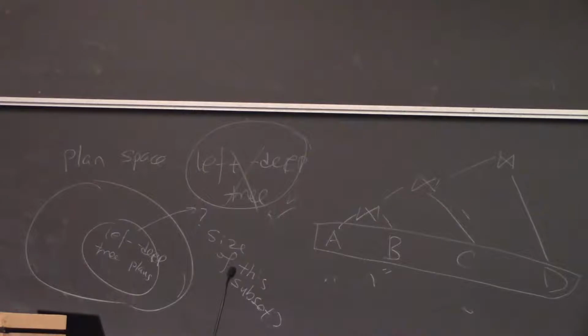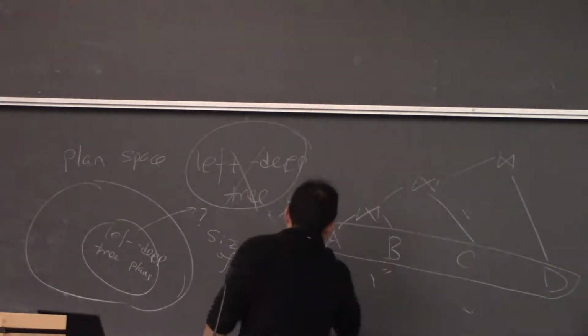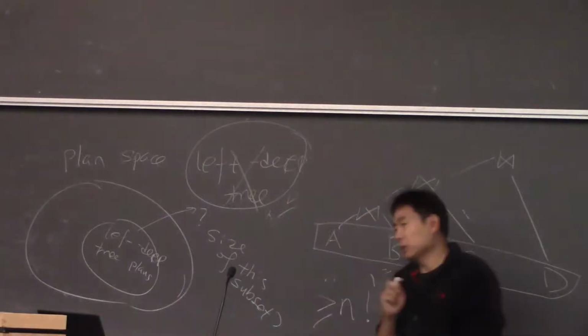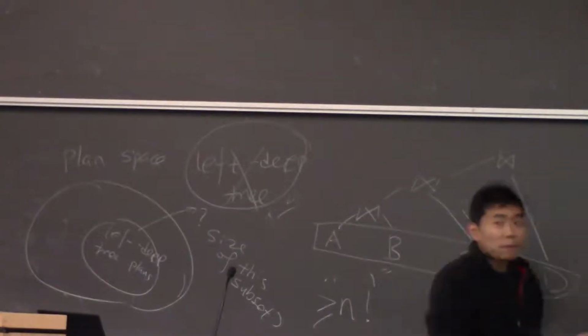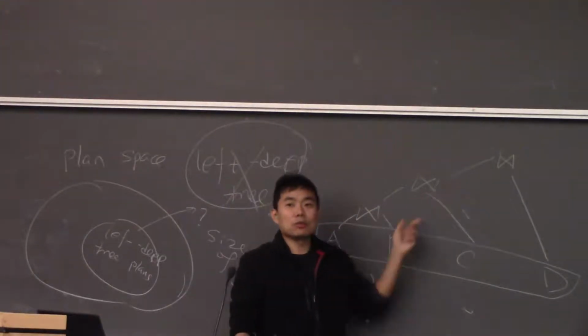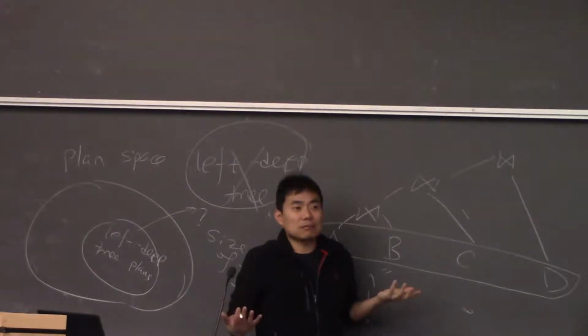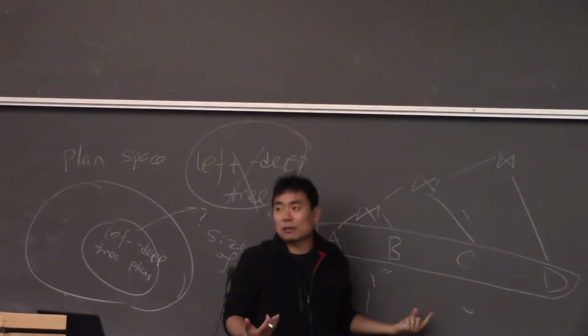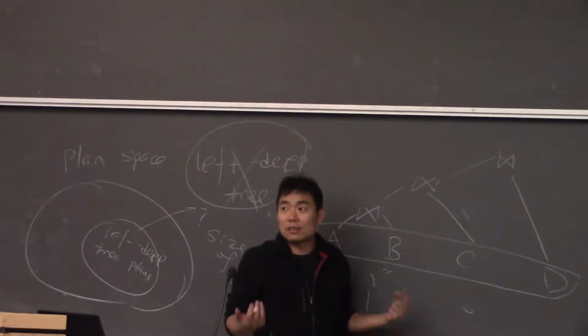But why are there more than n factorial plans? Can someone tell me now? Why are there more than n factorial plans? This gives you exactly n factorial plans, a permutation of those at the leaf level, right? Why is the size of this actually greater than or equal to n factorial? Well, first of all, I can use a different join algorithm for these joint operators. That already introduces more than n factorial plans. That by itself. Does that make sense? Yes or no?